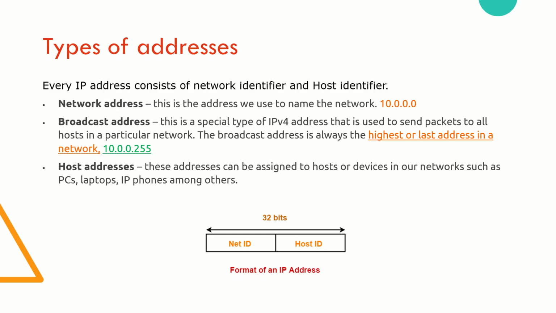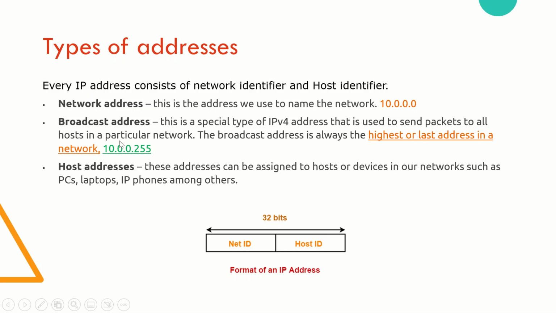We have also types of addresses. Every IP address consists of a network identifier and a host identifier. The IP network is divided based on class of network. The class of network is determined by the leading bits of the IP address, as shown below here: net ID and host ID.